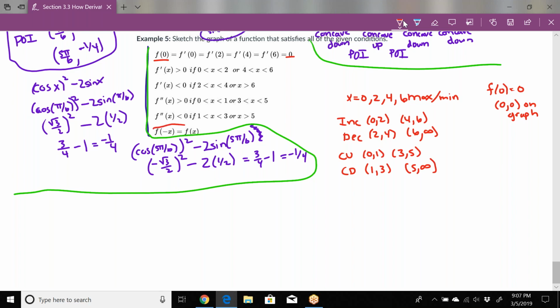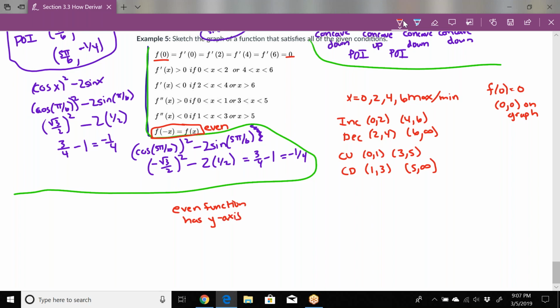And then this last statement is to make sure you understand something we teach you in both 136 and 137. If you plug negative x into a function and you get the original function back, that means that your function is even. Now, what is an even function? An even function has y-axis symmetry.